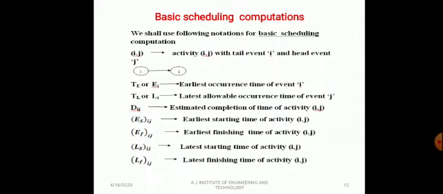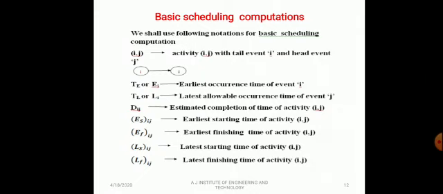ESIJ: earliest starting time of the activity. LSIJ: latest starting time of activity IJ. LFIJ: latest finishing time of the activity IJ.